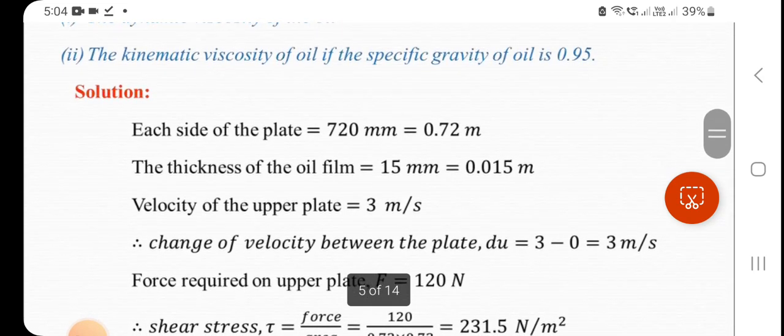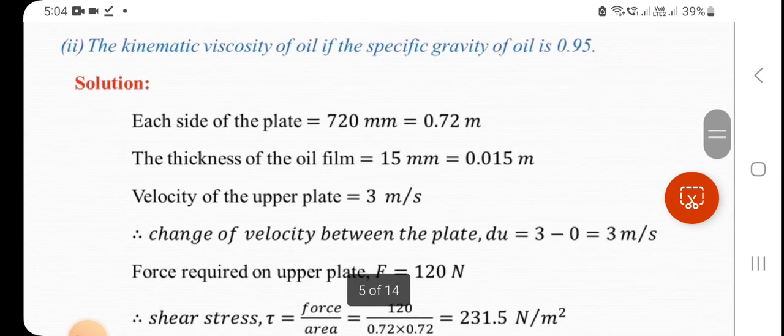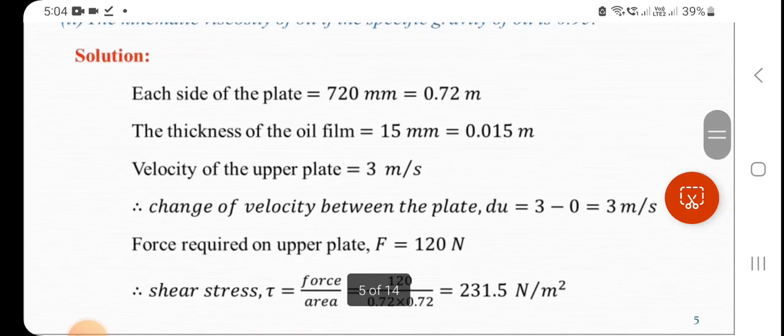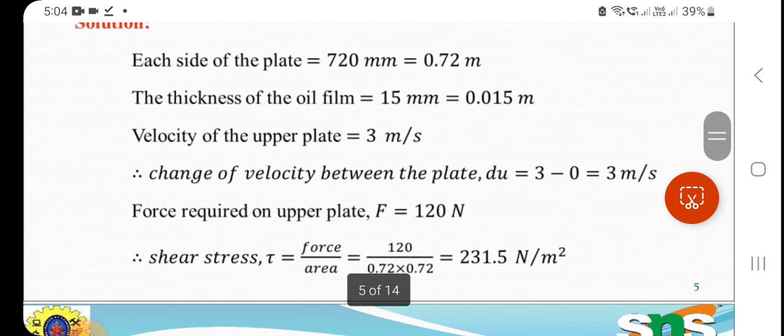Each side of the plate is given as 720 mm, so it is converted to meter by multiplying by 10 power minus 3. So it is 0.72 meter. The thickness of oil film is 15 mm. So this is also converted into meter, 0.015 meter. And the velocity of upper plate is given as 3 meter per second. Therefore, change in velocity between the plates, du, is equal to u2 minus u1. So u1 is 0, u2 is 3. 3 minus 0 is 3 meter per second.